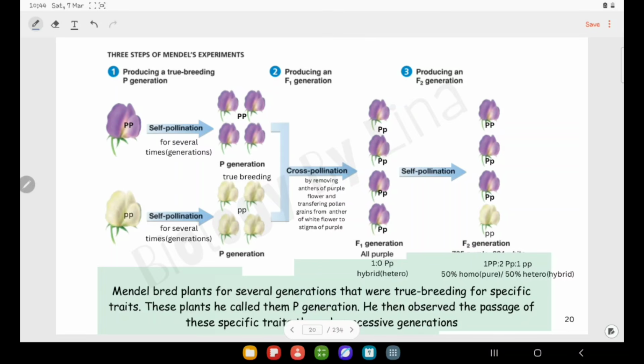Okay, so how did he get F2? He got F2 by self-pollination of what? Of the F1 generation. How did he get F1?